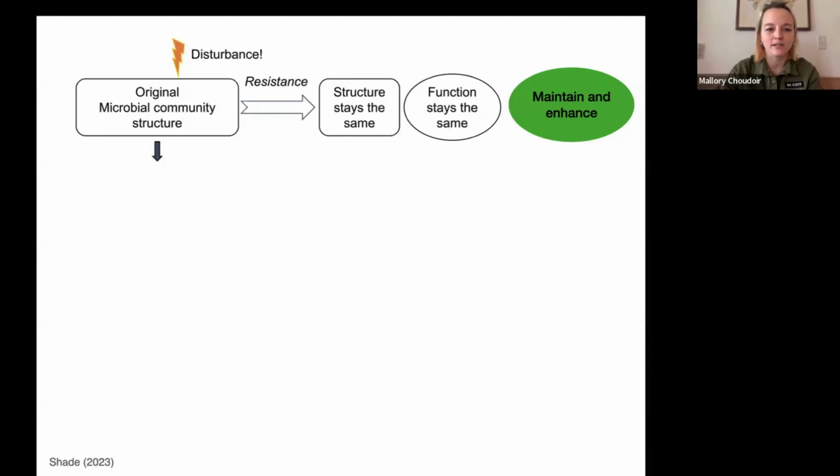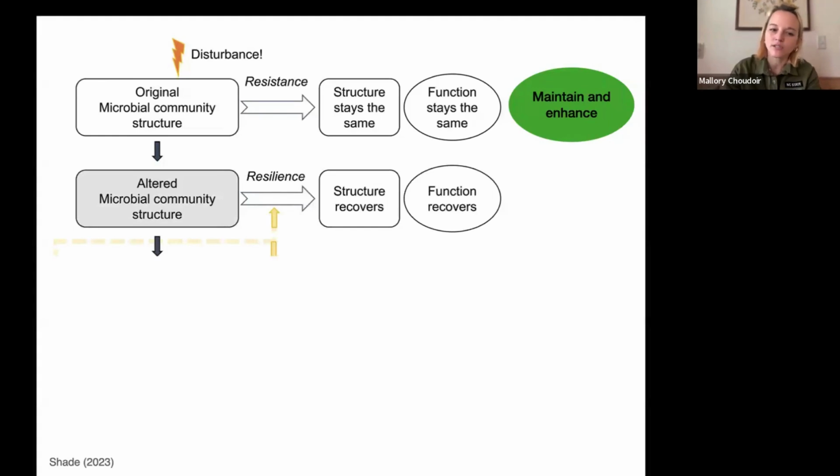If this environmental disturbance has somehow altered the community structure, microbiomes are incredibly resilient. And what can happen is, following a disturbance, that same community can recover, also recovering the function, right? So in this case, in addition to maintaining and enhancing beneficial communities, we can also support the recovery of microbes.